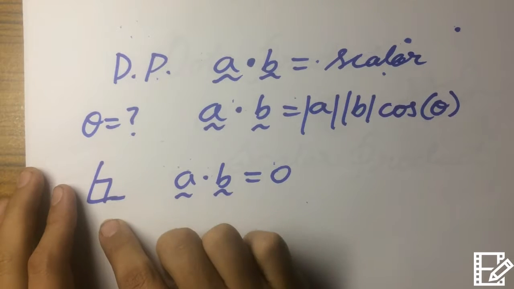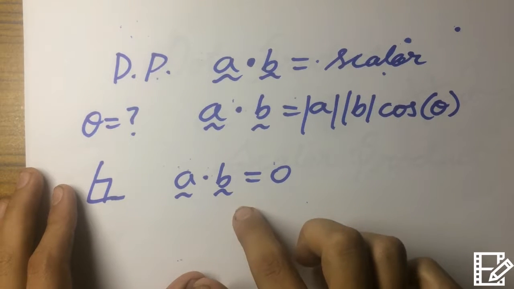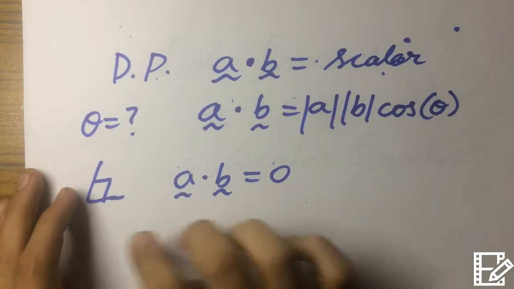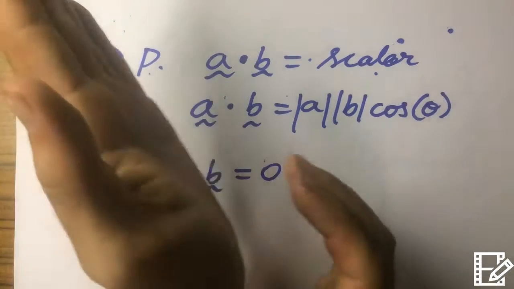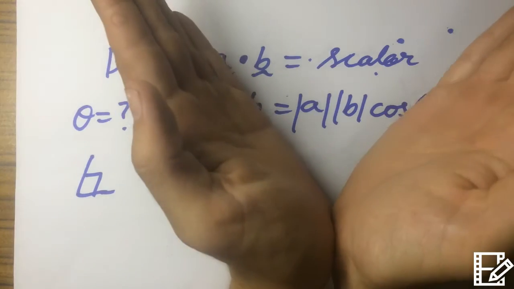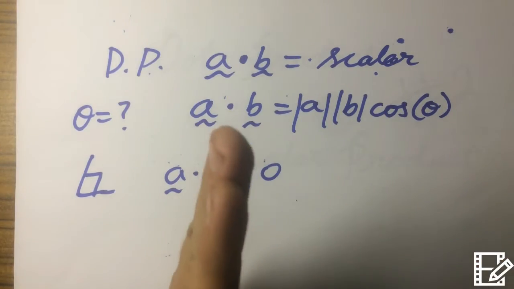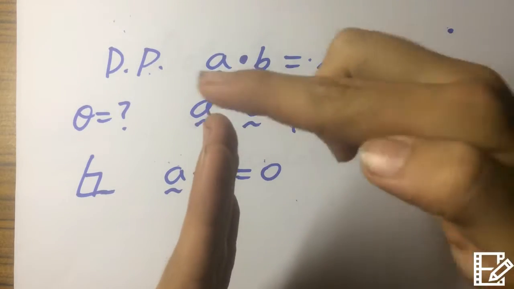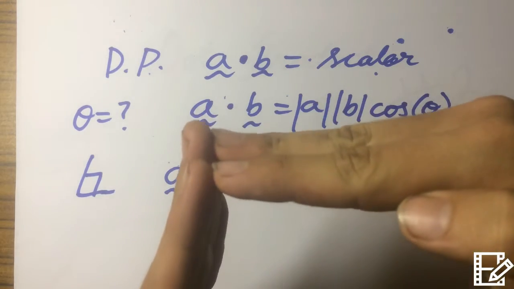And over here, if a dot b, or the dot product of a and b, equals 0, that means they are orthogonal to one another. So the vectors, if you put them tail to tail, will be at 90 degrees. Or if you put them head to tail and follow it on up, and then measure the angle from there, it will be 90 degrees.